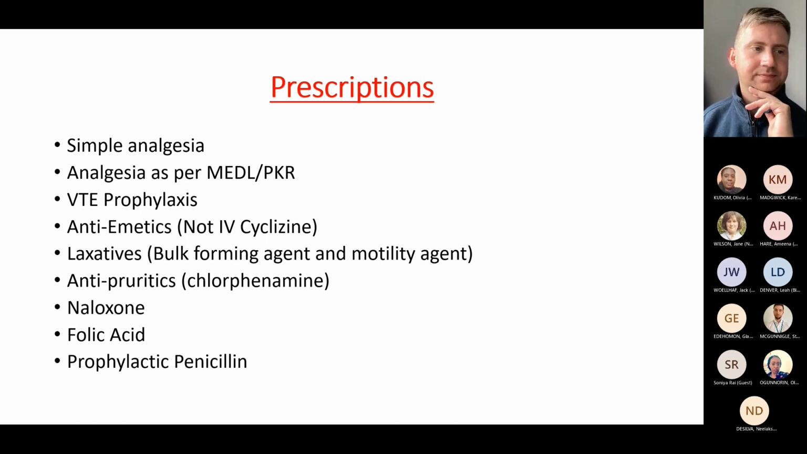VTE prophylaxis, so low molecular weight heparin or Fragmin, dalteparin, whichever your trust stocks. Antiemetics, but not IV cyclizine. Laxatives, generally we like doing dual therapies, so a bulk forming agent and a motility agent. Antipyretics, so antihistamines like chlorphenamine. Naloxone for opioid reversal, opioid toxicity reversal. Folic acid, as we know, that's irregular, and prophylactic penicillin, unless they're on any other antibiotics, which covers the penicillin as well.